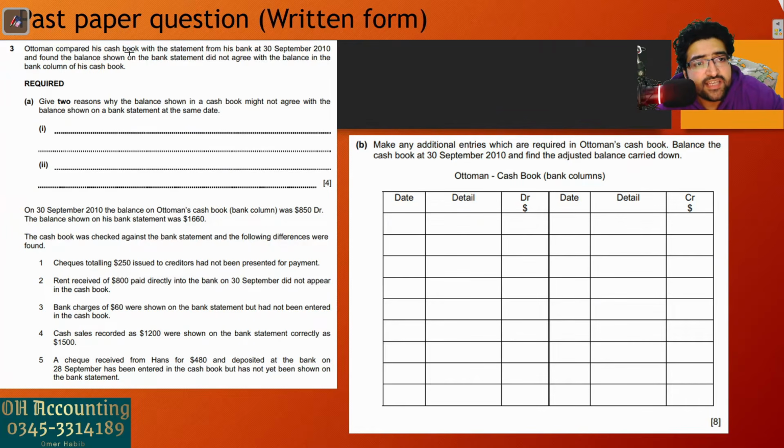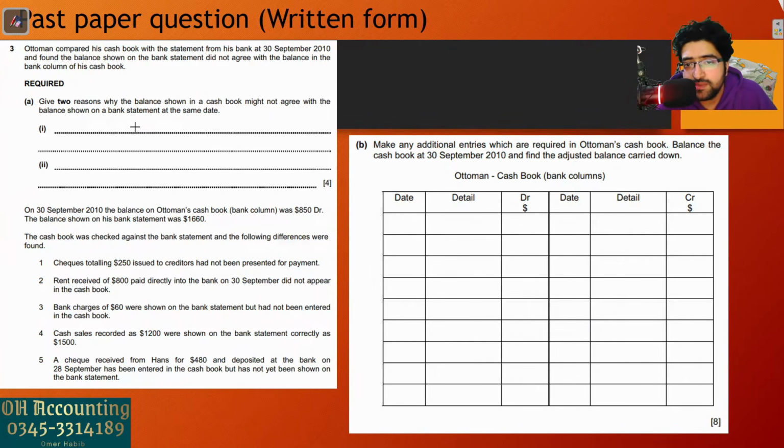When you're doing this question, let me read the question first. Ottoman compared his cash book with the statement from his bank, and found the balance on the bank statement did not agree with the balance of his cash book. Obviously, only then will he have to prepare a bank reconciliation statement. If the balances were equal, there's nothing to worry about and you don't have to do anything. Give two reasons why the balance shown in the cash book might not agree with the balance on a bank statement. They're asking us the reason.